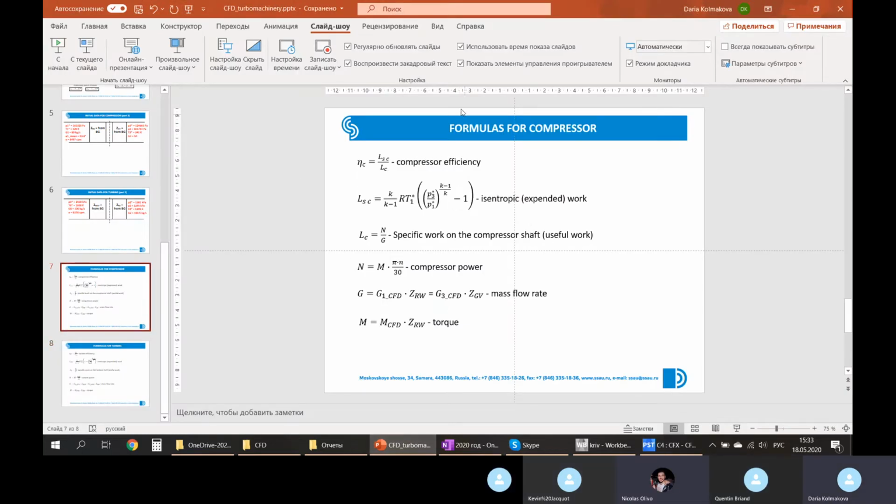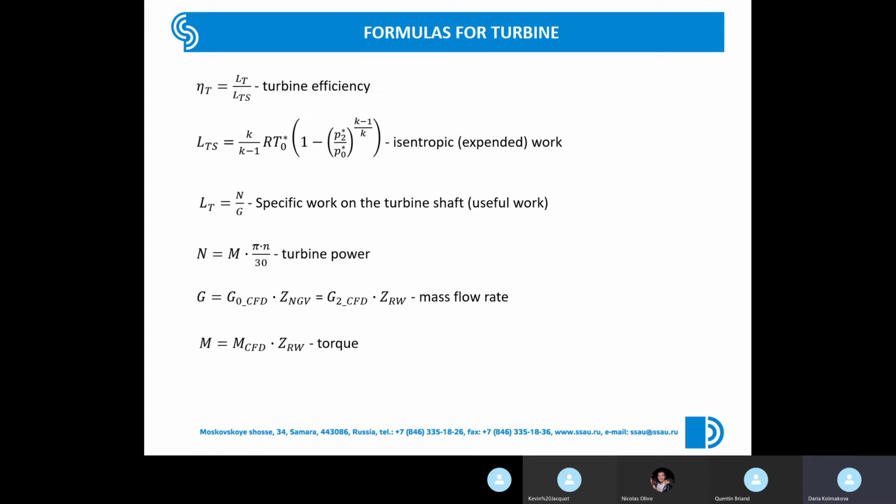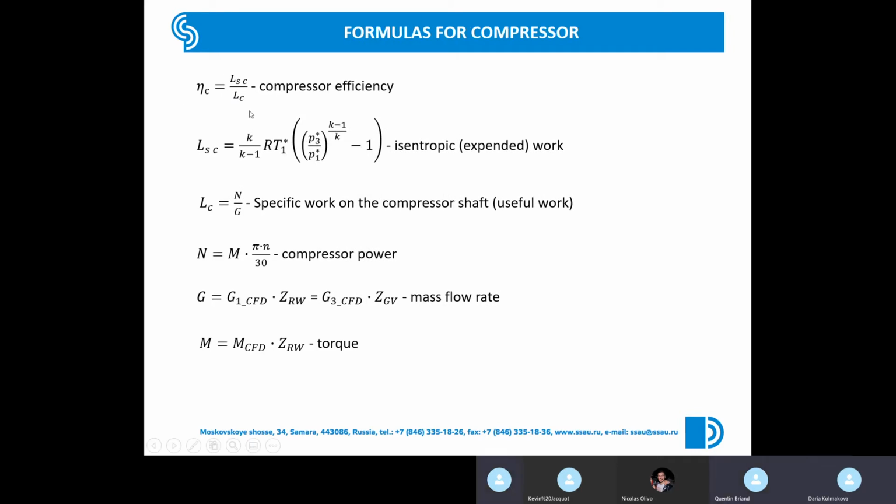I also prepared the file for you for the efficiency calculation. So for efficiency, you can see that the ratio is vice versa. But the other formulas are exactly the same. So once again, T1 and P1, you need to calculate these values at the inlet of your model, P3 at the outlet of your model, torque, mass flow rate, and the other parameters will be calculated exactly in the same way.